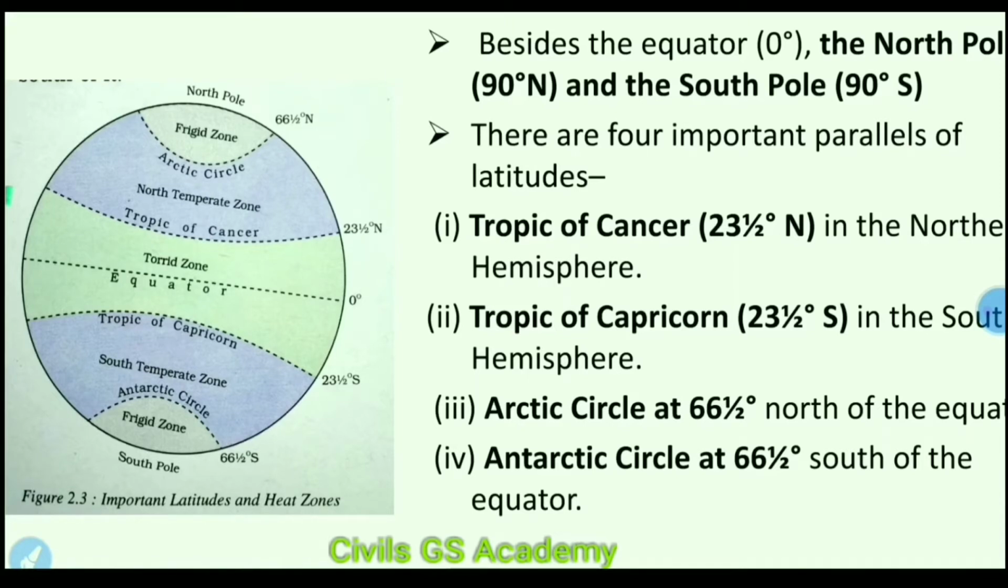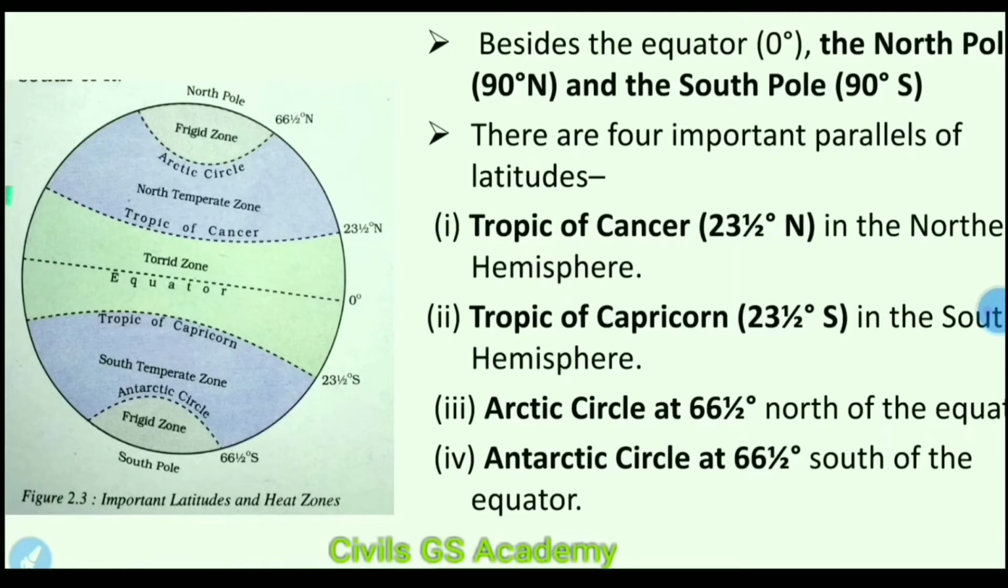Now in the southern hemisphere, to the south of the equator, see here, 23.5 degree south is the Tropic of Capricorn, and at 66.5 degree south it is Antarctic Circle, and after that it is South Pole. Now based on these 4 important latitudes, Earth is divided into certain heat zones.